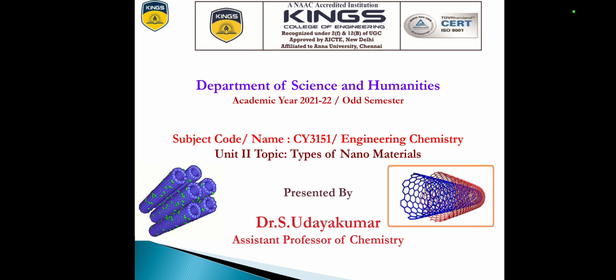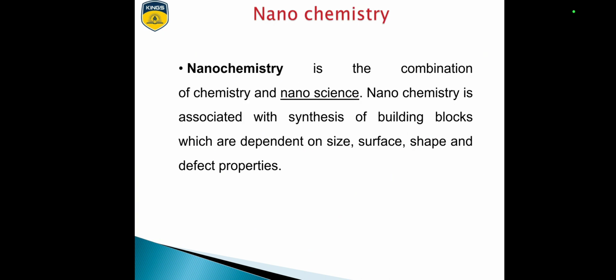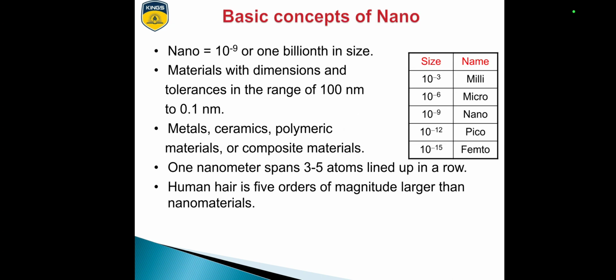Today I am going to discuss the topic of types of nanomaterials in Engineering Chemistry CY3151. Before we see the types of nanomaterials, what is nanochemistry? Nanochemistry is the combination of chemistry and nanoscience. It is associated with the synthesis of building blocks which are dependent on size, surface, shape, and defect properties.